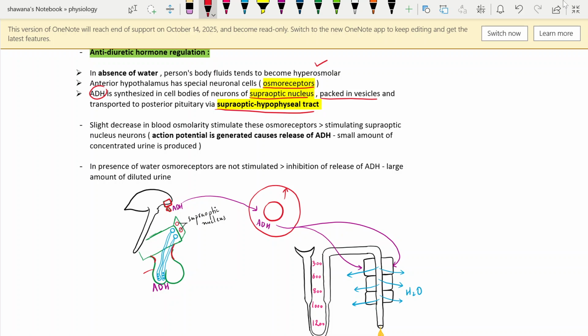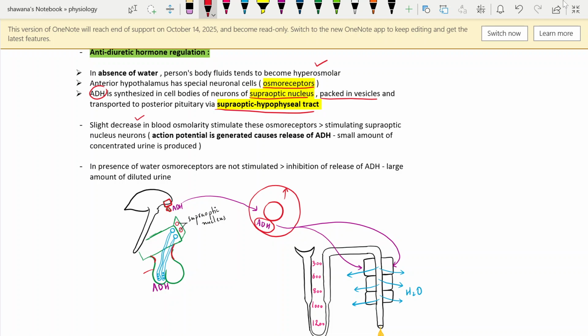Remember that ADH is not directly produced in the posterior pituitary. It is packed inside vesicles. First, it is produced in the hypothalamus, then it is transported to the posterior pituitary to be secreted. When there is stimulation, the posterior pituitary releases ADH. ADH's function is conserving water by reabsorption, and in this condition, the person will pass a small amount of concentrated urine.